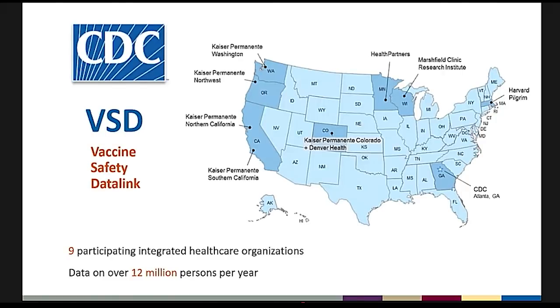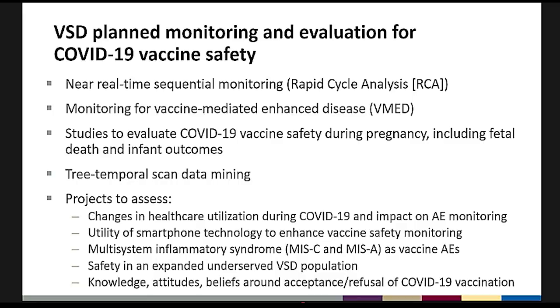The Vaccine Safety Datalink is our large linked database system in which we do active surveillance and research. It includes 9 participating integrated healthcare organizations with data on over 12 million persons per year. It's EHR data and administrative data. We also have access to charts for chart review.